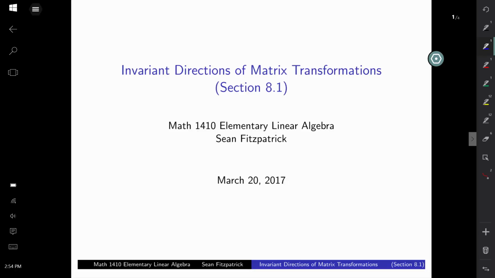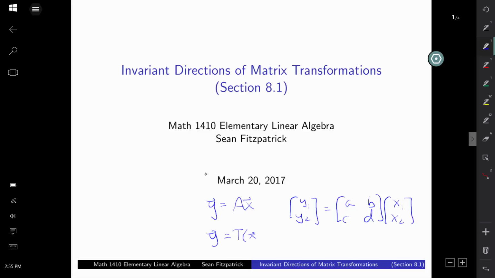And so the problem is, we're considering matrix transformations. So remember, we're looking at things like y equals A times x, where A is a matrix. This might be something like a 2 by 2 matrix. So (y1, y2) looks like (a, b; c, d) times (x1, x2). So one vector goes in, the vector x goes in, and we think of y as being a function of x here. Your function T is your matrix transformation. You put one vector in, you get another vector out.